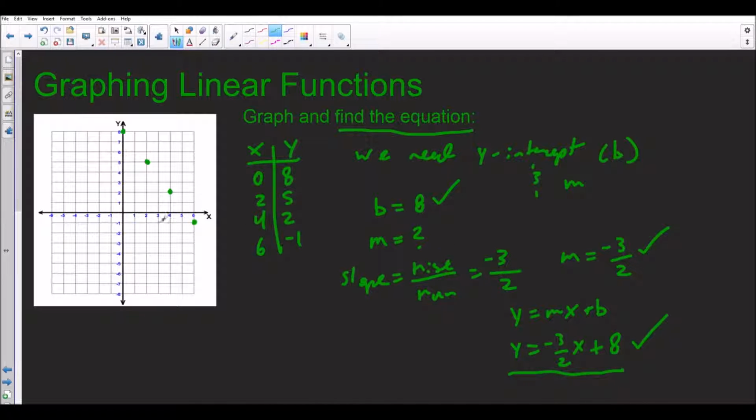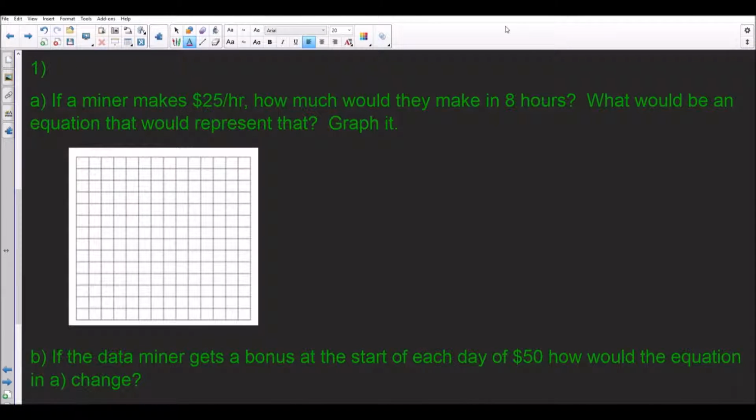Now, we're going to do a little bit of a different question. This question is more of a real-world problem question, and this is what it is. If a miner makes $25 per hour, how much would they make in 8 hours? What would be an equation that would represent that? Graph it. Okay, so let's answer the first question first.